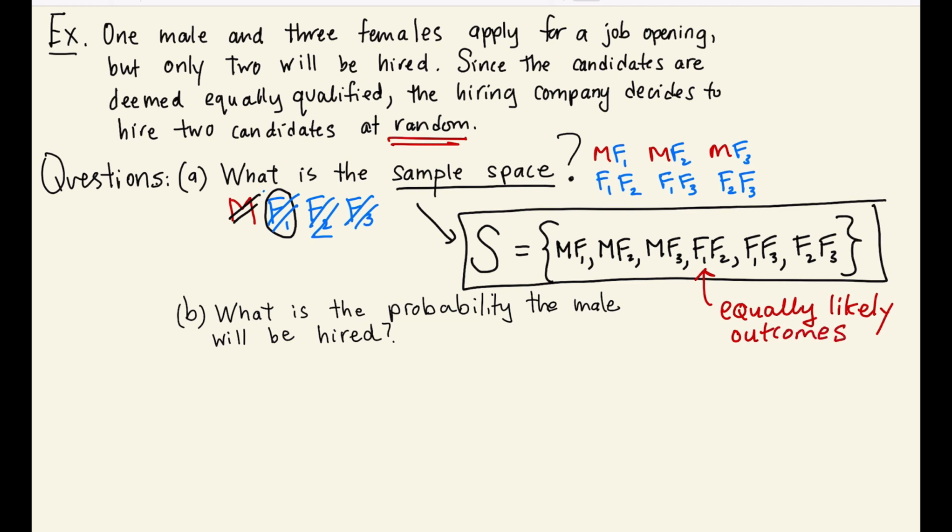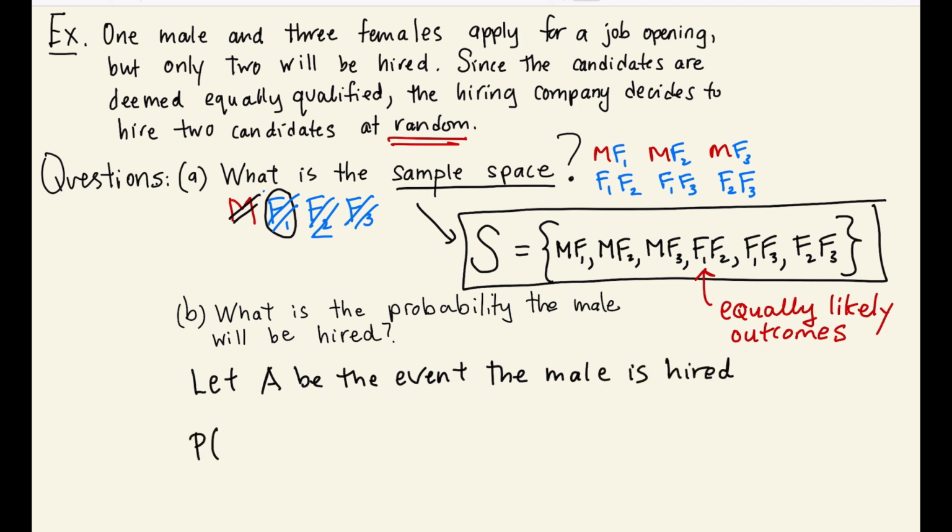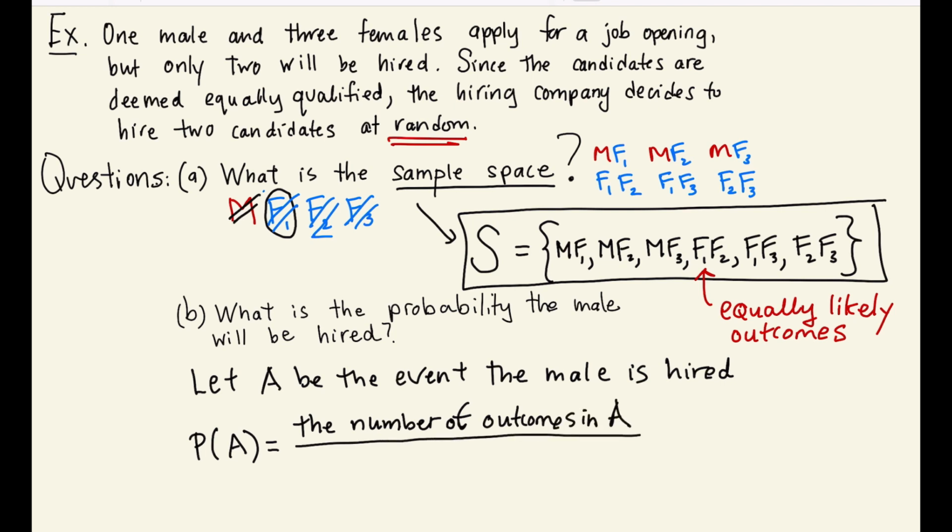And that formula, if I say, let's let A be the event the male is hired, then the probability that A occurs is equal to the number of outcomes in A divided by the number of outcomes in the sample space.